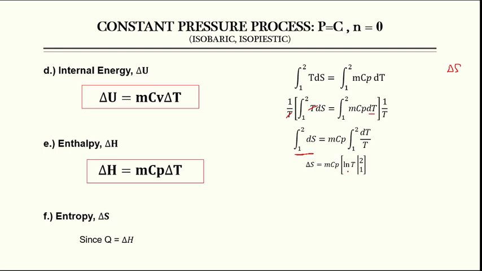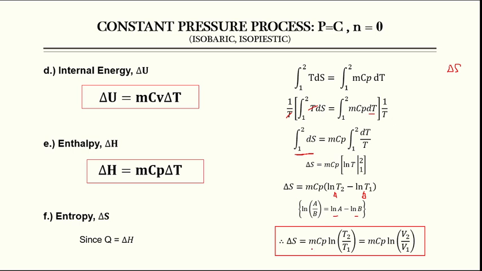So, substitute natin, delta S is equal to, copy yung m, copy yung Cp, ln T2 minus ln T1. But meron tayong law of logarithm kung saan ln a minus ln b is equal to ln a over b. So, pwede mo siyang gawing fraction. Therefore, delta S natin is mCp ln T2 over T1.